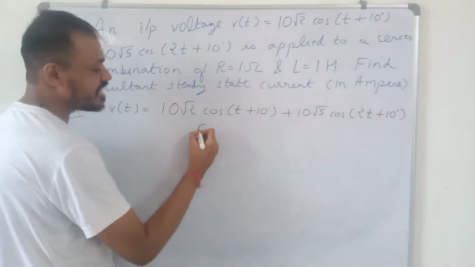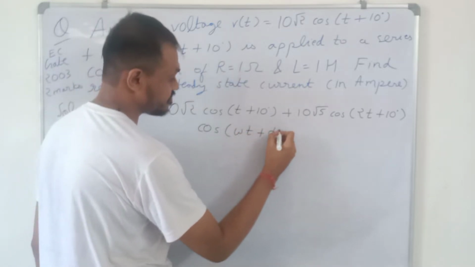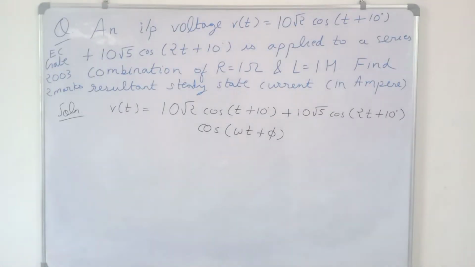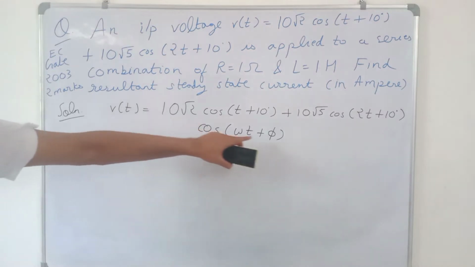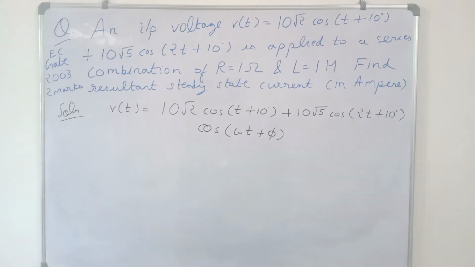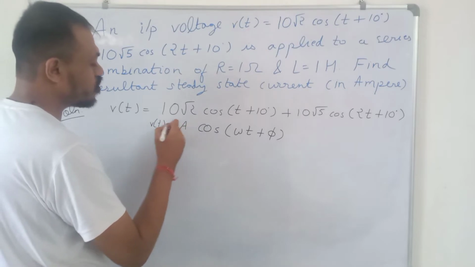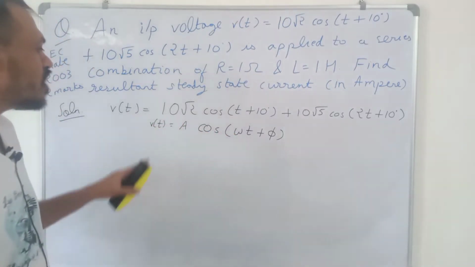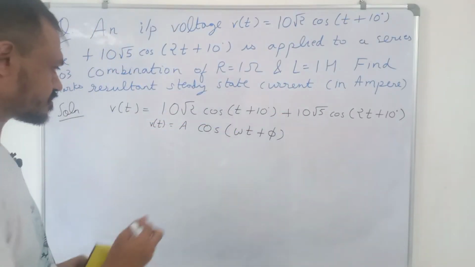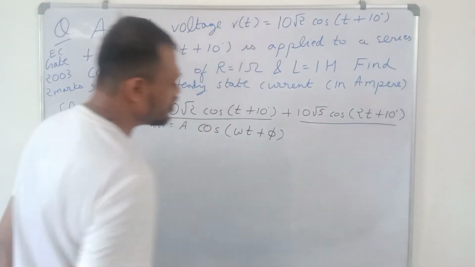If we compare with the general form cos of omega t plus phi, then here omega is equal to 1. I am comparing this equation with the general form. Either it is cos of omega t plus phi or it is sine of omega t plus phi. This is the general form of voltage, A cos of omega t plus phi, where A is the amplitude. So for this amplitude is 10 root 2 and for this amplitude is 10 root 5.